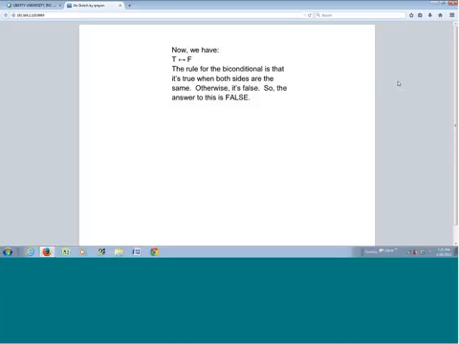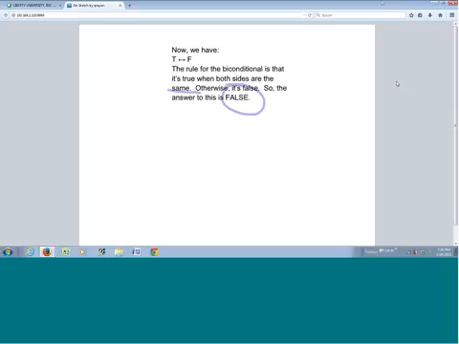Now I'm down to the biconditional. And the rule for the biconditional is that it's true when both sides are the same. Otherwise, it's false. So we don't have both sides the same here because one is true, one is false. So my answer to the problem is false.